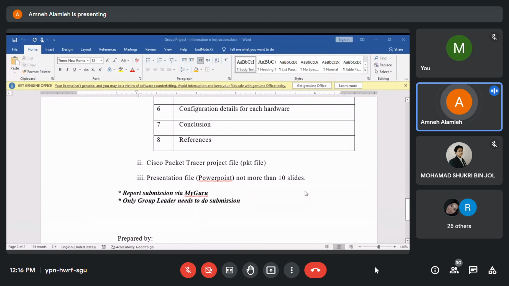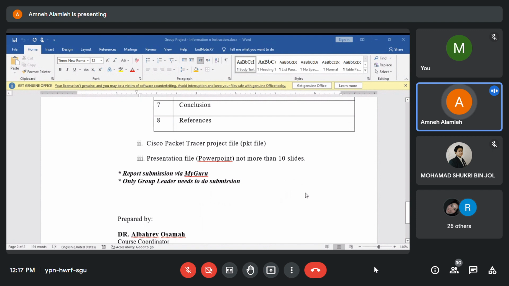Number 2, the Cisco Packet Tracer project file you have to submit. And number 3, the presentation file, the PowerPoint, not more than 10 slides. All of this should be submitted by the group leader.